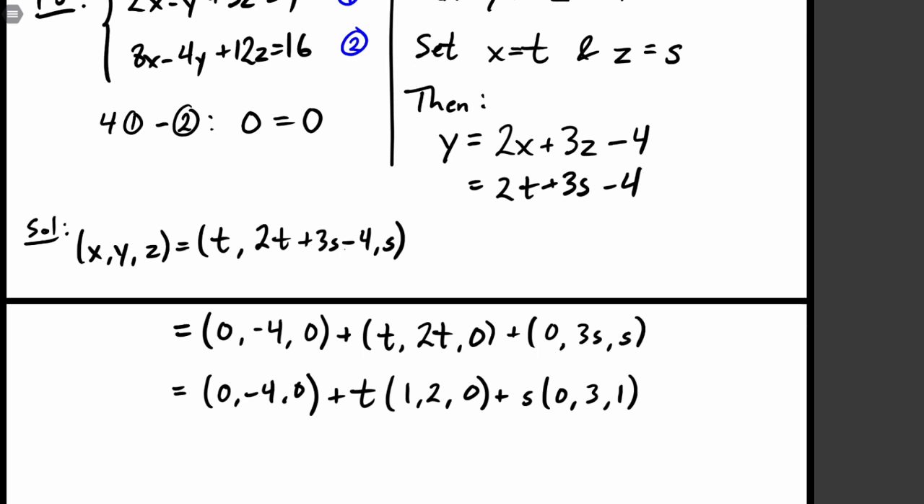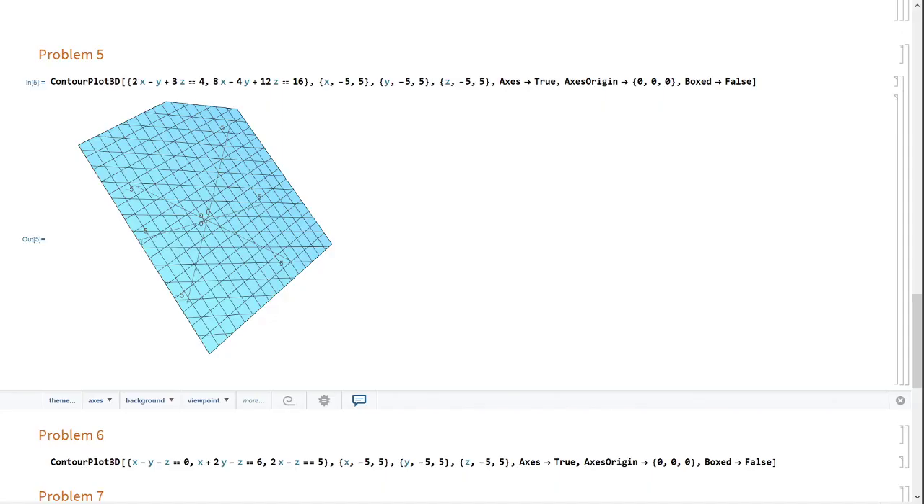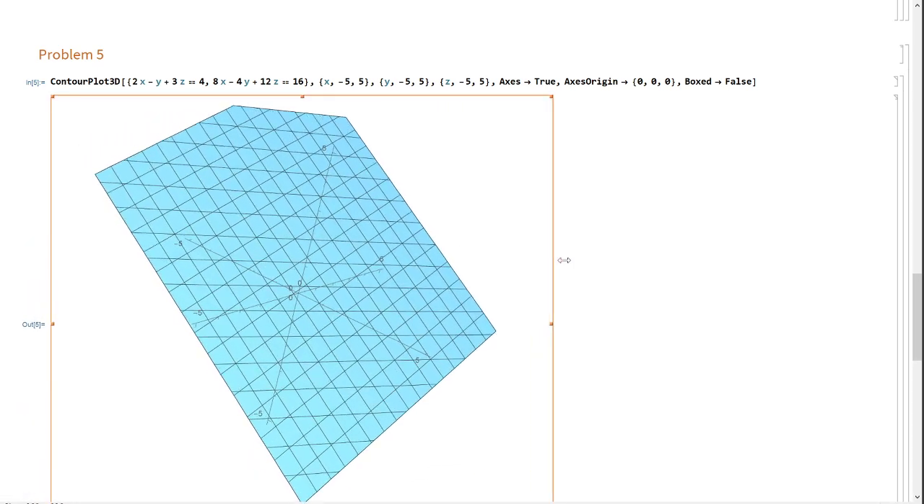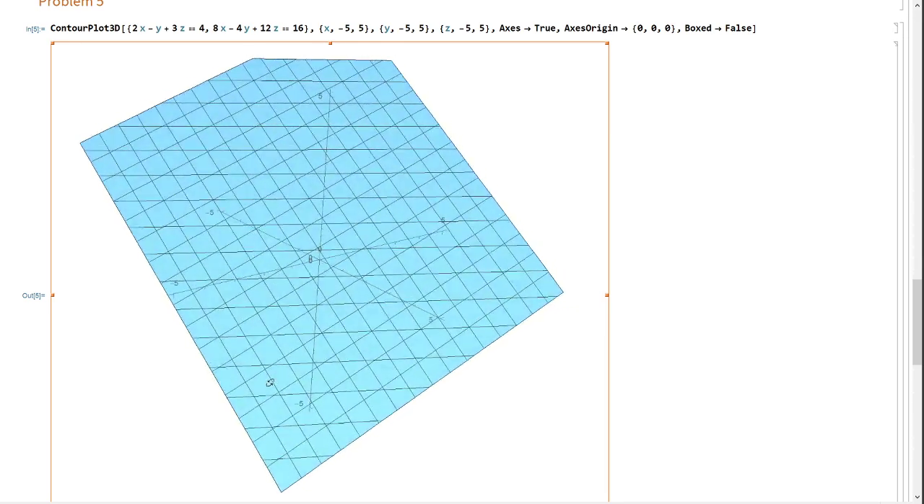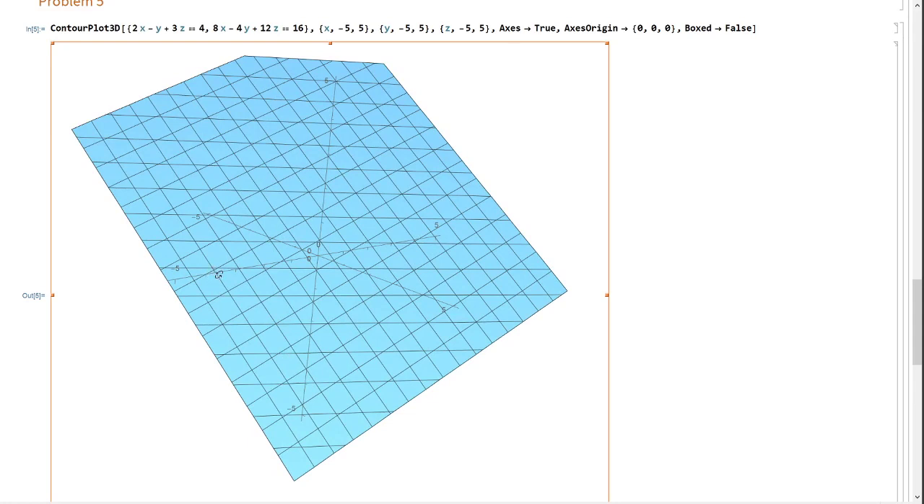So what does this do? Let me bring back up the graph of the plane here, and make this a little bit bigger too. What this says is, you have some point on the plane, which is this one right here. From this point, we have 2 independent directions that we can move. One of them is in the 1, 2, 0 direction, which might be this way. And the other one is in the 0, 3, 1 direction, which is probably the upward one. So you have this direction and this direction.